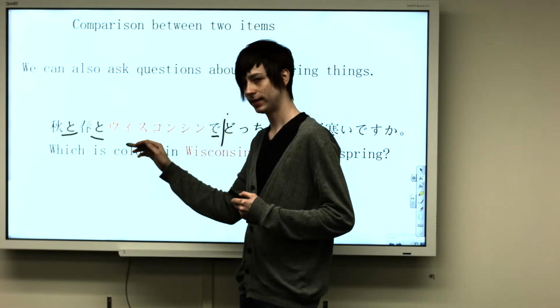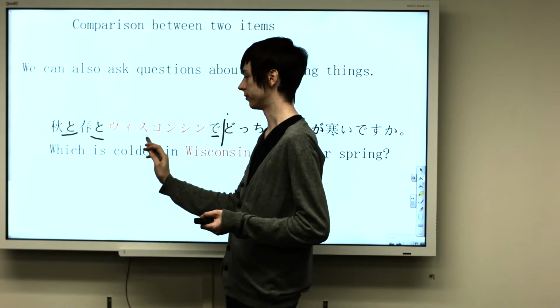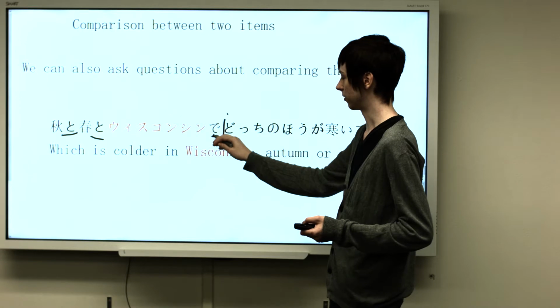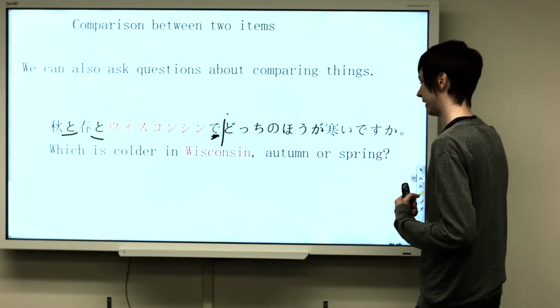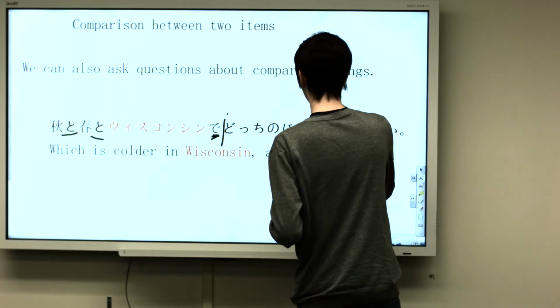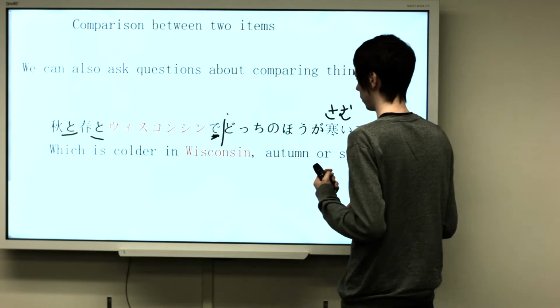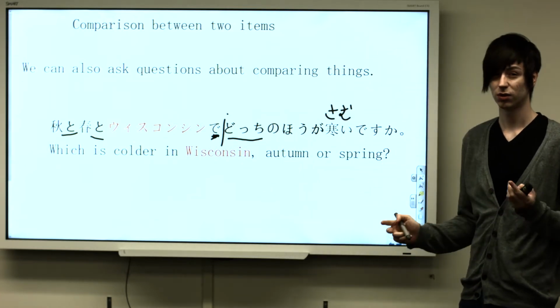So when we're listing these, use the particle to. Aki to haru to Wisconsin de, which is a location particle, right? Dochi no hou ga samui desu ka? So which out of the two is the most cold? So dochi means like two.